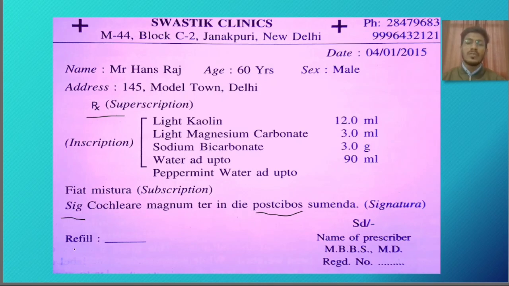Renewal instructions will be given in this section, and after that, the last thing is the signature of the prescriber, the name of the prescriber, and the registration details of the prescriber will be given in the prescription. So this is basically a typical prescription which used to be prescribed in the earlier days when compounding used to take place in the pharmacy itself.